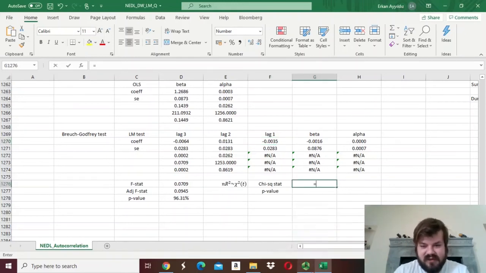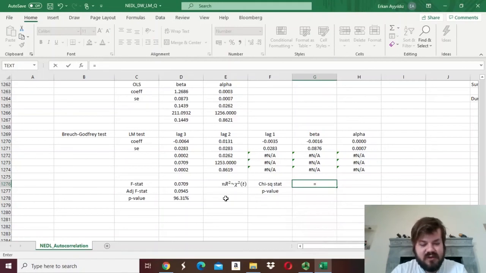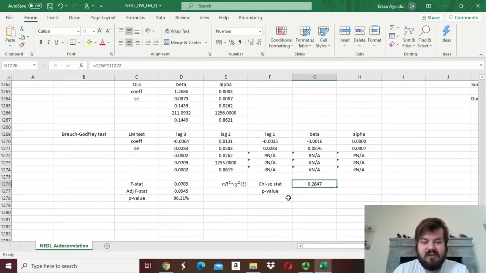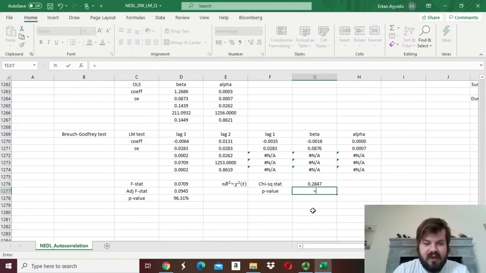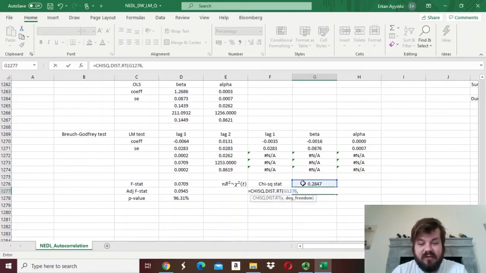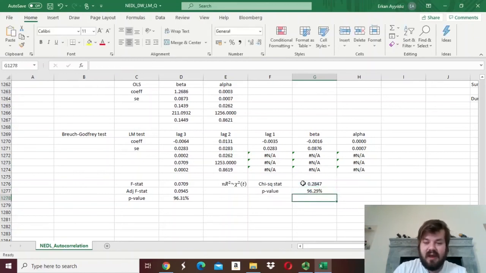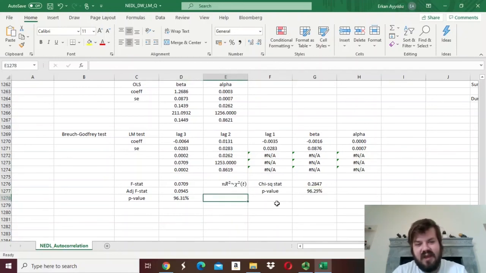So we can calculate our chi-squared statistic just by multiplying the number of observations, 1,258, by the r squared that is still reported in the third row on the left, and we'll get our chi-squared statistic of 0.2847. We can convert this chi-squared statistic into the p-value, interpretable in exactly a similar fashion, that is, the probability that there is no autocorrelation in the data, using the chi-squared right-tailed distribution, with the input value x being the chi-squared stat we've just calculated, and the number of degrees of freedom being 3, the number of lags that we picked. And we see that the result is really similar, the p-value tells us exactly the same, that it's very unlikely that autocorrelation is present in our data.